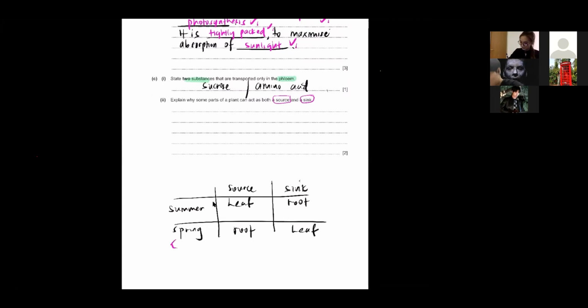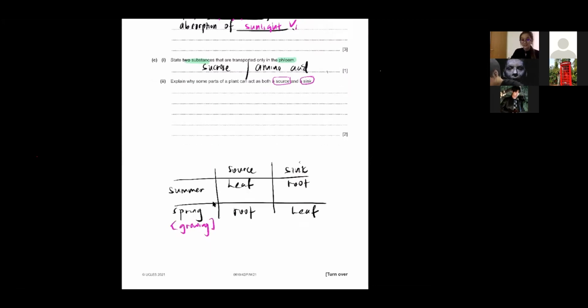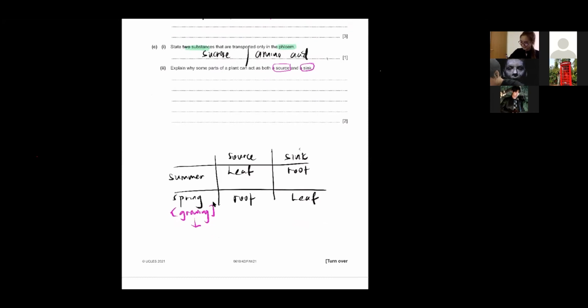Why? Write it down, because during spring is the growing stage. When it's growing, the leaf cannot produce enough glucose yet. The leaf is still very tiny. Usually we don't use winter. Winter is no growing at all, just hibernating. What we talk about is when it is actively acting as a source. Lack of production of glucose, yes.